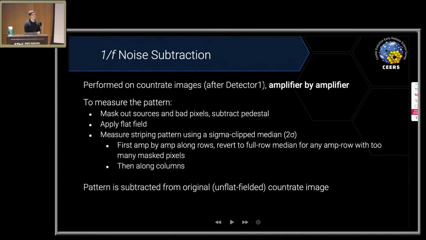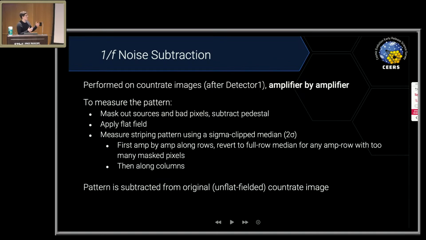1/f was our next sticking point. Again, mostly a check in the partially solved, but not quite satisfactorily yet. We perform this on the count rate images after detector 1, and we do our correction amplifier by amplifier, which has turned out to be pretty important for us.